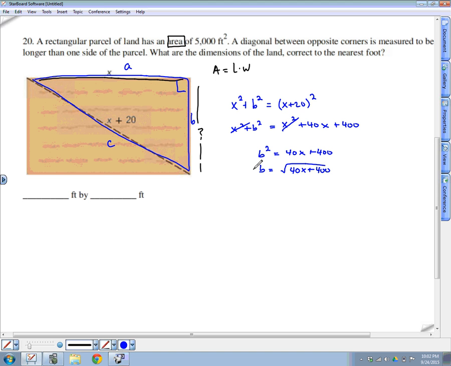Now technically, when you square root both sides of an equation, you have to put, or you should put, the plus or minus. That doesn't really apply here, again, because of the physical constraints of this problem. B represents an actual distance on this triangle. It wouldn't make sense for B to have a negative value, so we don't need the negative sign. So now we describe the area in terms of length and width with the x values associated with the length and width. And we already know that the area is 5,000 square feet. That's equal to a length of x and a width of the square root of 40x plus 400.